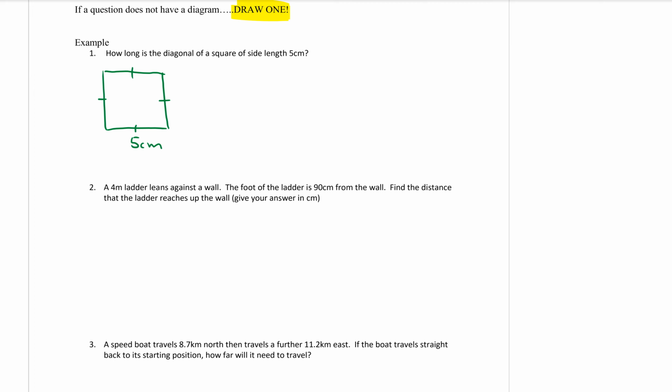So the question asks me, how long is the diagonal? So let's draw a diagonal on there. From there to there is the diagonal. And remember, because it's a square, that would be a right angle right there. And because it's a square, that one's also 5 centimetres. So I can use this right angle triangle.